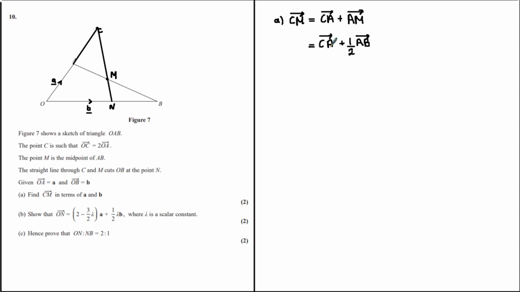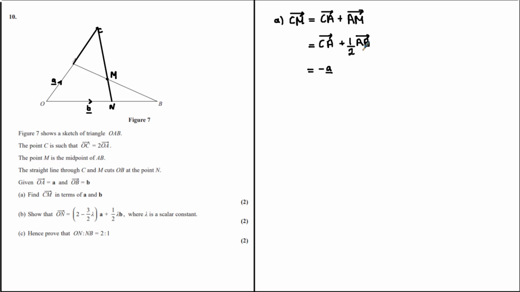Now what's the vector CA? Well, as we know that the vector OC is 2 lots of the vector OA, that means that this part here, the magnitude of this part would be A, and the vector AC would be going in this direction. And therefore CA would be going in the other direction with the same magnitude. And so CA is negative A.